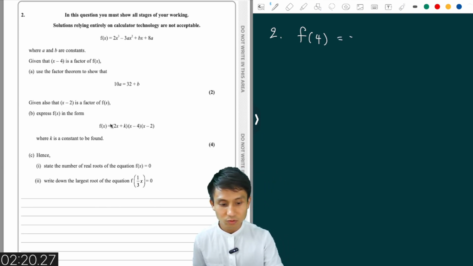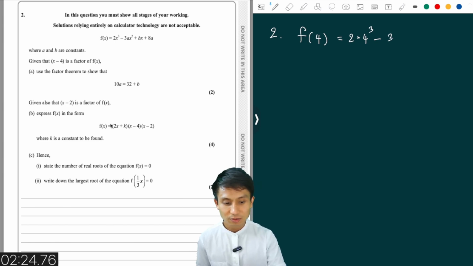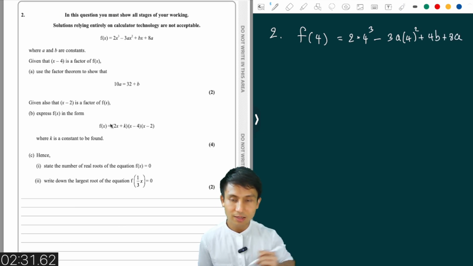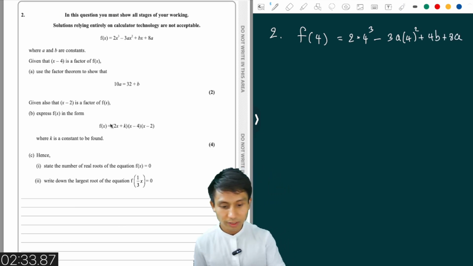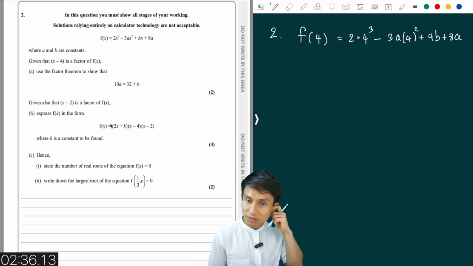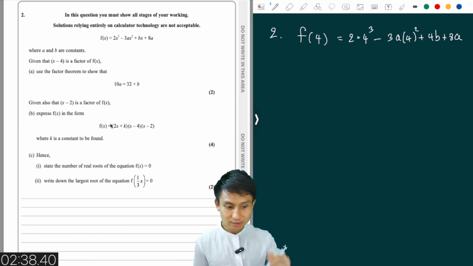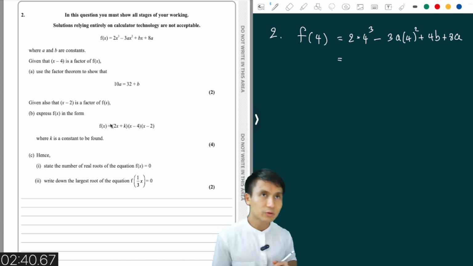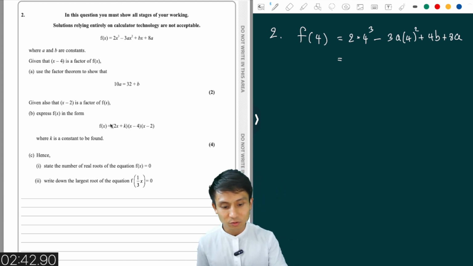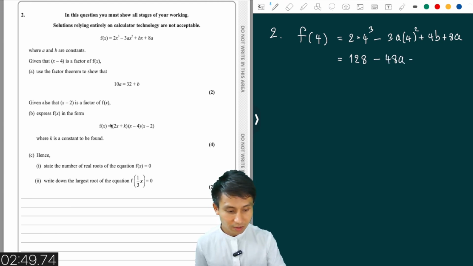It's going to be equal to 2 times 4 to the power of 3, just look at the expression there, minus 3a times 4 squared plus 4b plus 8a. Let me check again if I substitute everything correctly. Yes, I did. So 4 to the 3 is 64, 64 times 2 is 128, 3 times 16, 4 squared is 16, is 48a, plus 4b plus 8a.